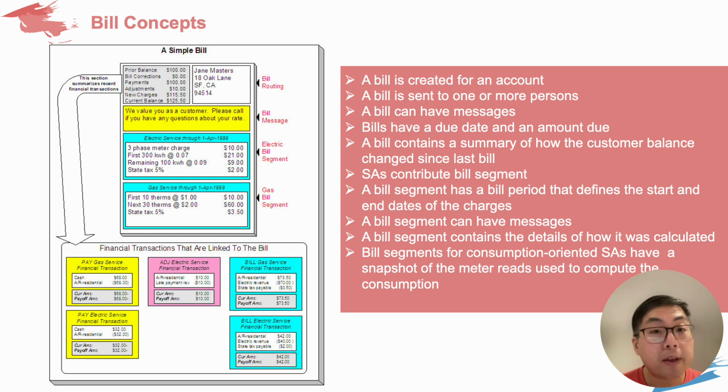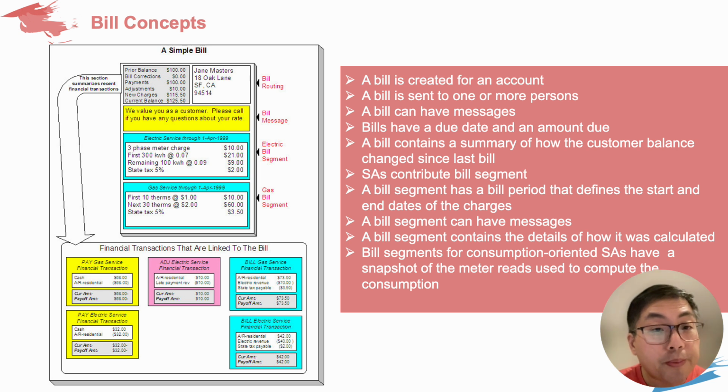So a bill has a due date and an amount due. When the bill is generated and completed, the amount is the aggregate of the amounts from the bill segments. The due date is also calculated, because normally the bill segments are all effective at the same time when the bill is completed. So the due date will be a calculation from that date plus whatever number of days has been configured.